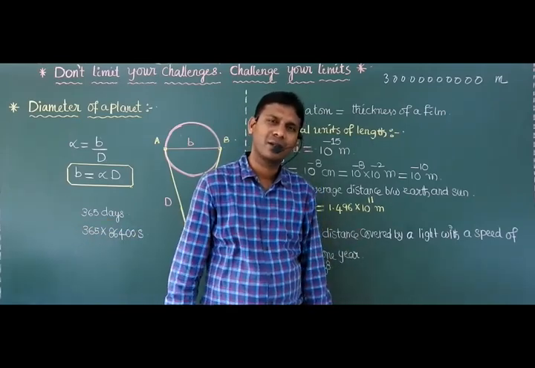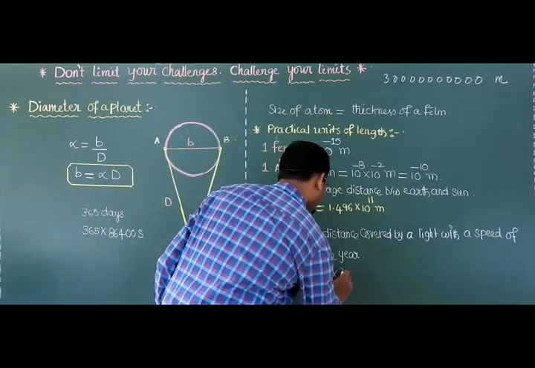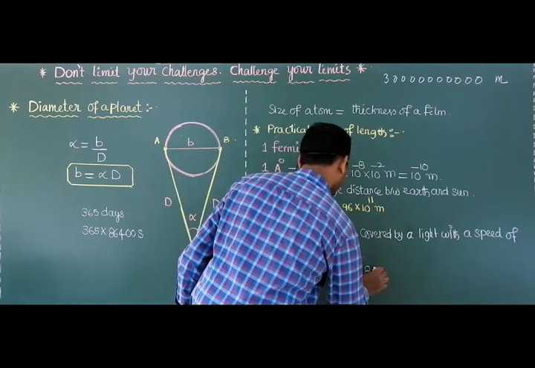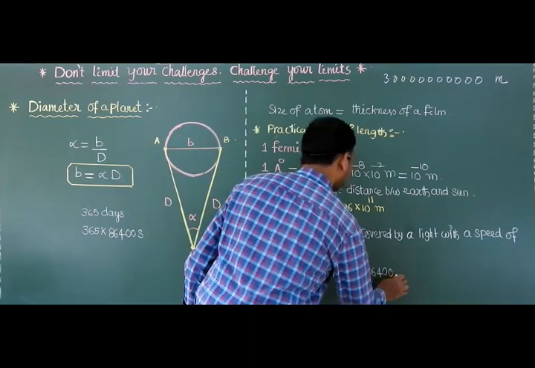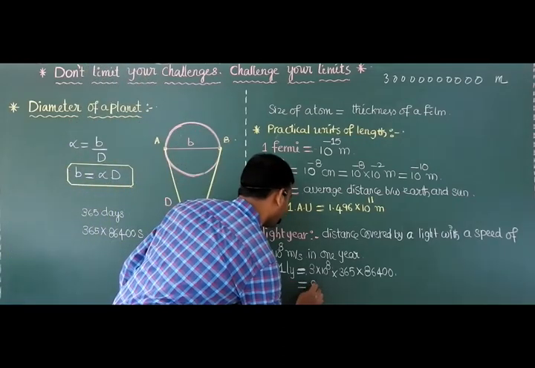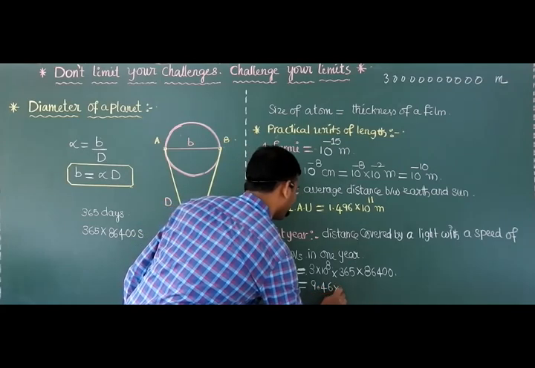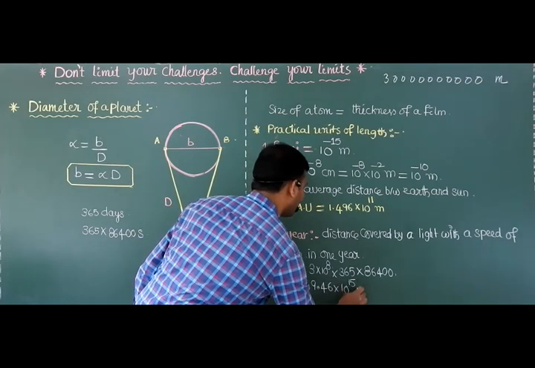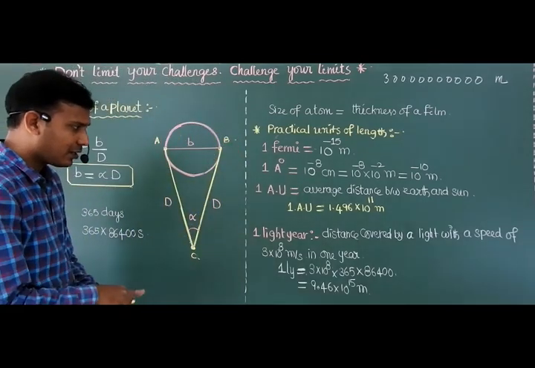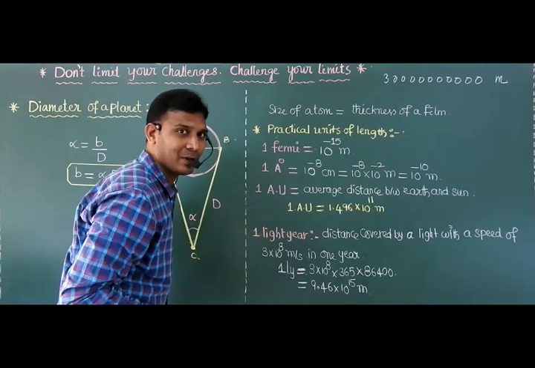So if you multiply this with this, okay, you will get nearly 9.46 into 10 raised to 15 meters. Okay, so this is about 1 light year value.